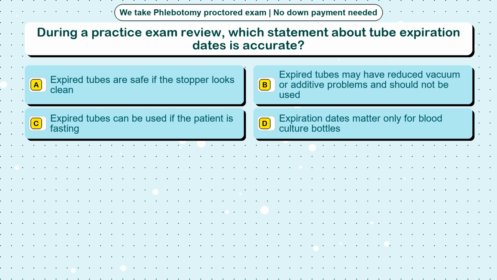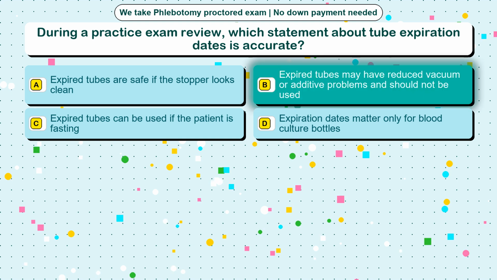Option B. Expired tubes may have reduced vacuum or additive problems and should not be used. Option C. Expired tubes can be used if the patient is fasting. Option D. Expiration dates matter only for blood culture bottles. The correct answer is option B.